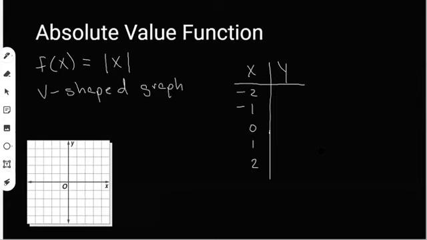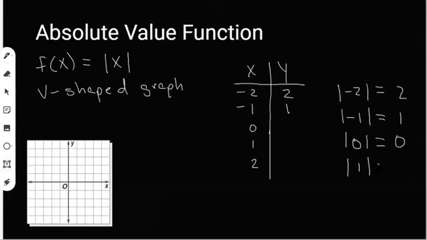So if I was to let x be a negative number, we know that the absolute value of a negative number would just be its positive counterpart. That's kind of what absolute value means. So if I was to take the absolute value of -2, I would get +2. If I take the absolute value of -1, I'm going to get +1. The absolute value of 0 is 0. That's kind of trivial, right? And positive numbers stay positive. So the absolute value of 1 would be 1. The absolute value of 2 would be 2.